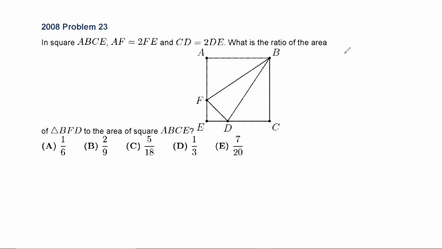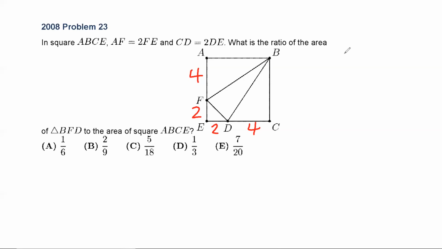Okay, so let's get started. Because they're asking for a ratio of areas, we can set any numbers we want and we'll still get the same answer. So just for the sake of it, let's set EF to be 2. That means AF is going to be 4, which means the side length of our square is 6. Because CD is equal to 2 times DE, this is 2 and this is also 4.